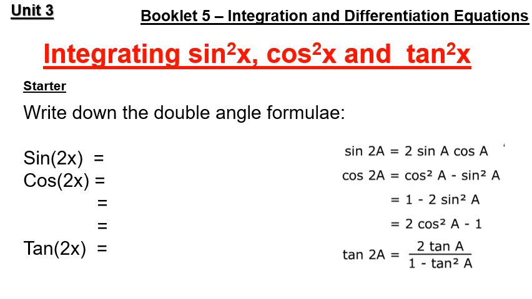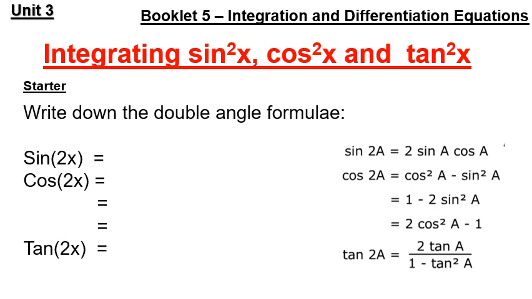Here they are. These are the answers for the double angle formula. I've written them here in terms of A instead of X, but it doesn't make much difference. Sine of 2A is 2 sine A cos A. So sine of 2x, you've probably written 2 sine x cos x. For the cos of 2A formula, there's 3 different versions. Cos squared A minus sine squared A, 1 minus 2 sine squared A, or 2 cos squared A minus 1.